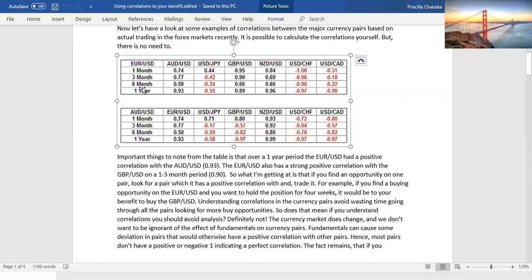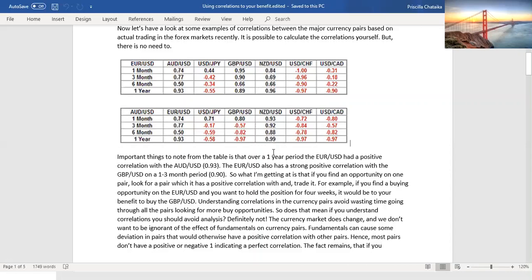Now, if we look at the US dollar franc and the euro US dollar, we'll see that over a year's period, over 1 month, over 6 months, euro USD does the complete opposite to the US dollar franc. Meaning, if you're buying the US dollar franc, you should not be buying the euro US dollar. You should be doing the complete opposite, right?